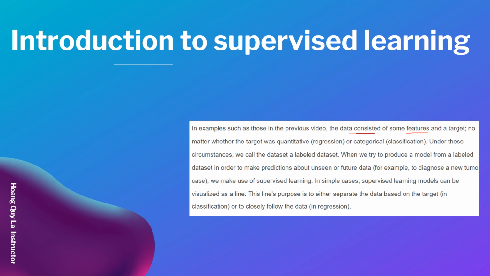The data consists of some features and a target. No matter whether the target was quantitative or categorical, we usually call the dataset a labeled dataset. A supervised learning model can be visualized as a line, and you will see an example later. This line's purpose is to separate the data based on the target in classification, or closely follow the data in a regression problem. Those are some of the important concepts that you need to remember.